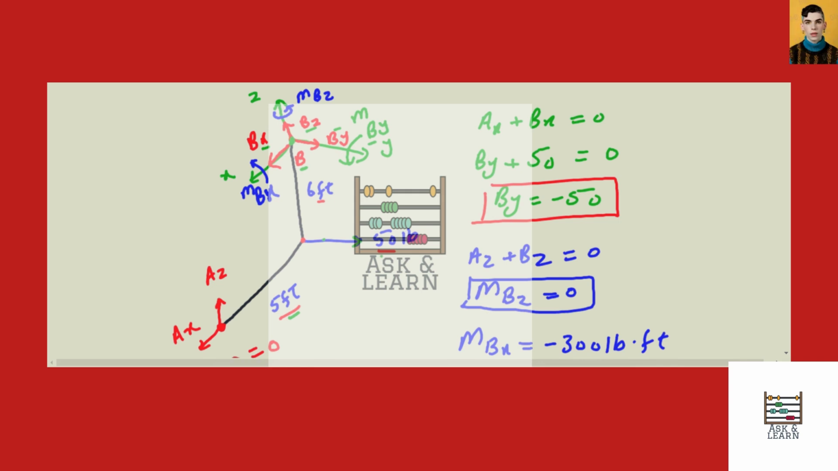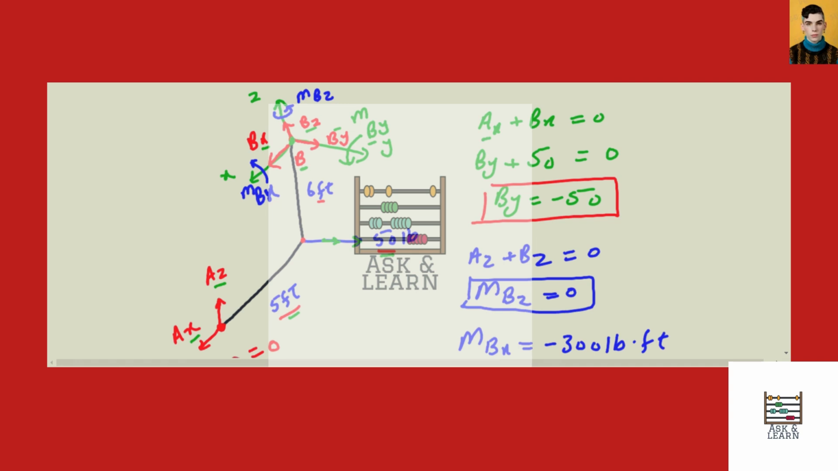And here a 50 pound load is applied in this direction, right? And at this point it has a ball-and-socket joint, so it has two components, one is ax and one is az, right? And we need to verify some equations.